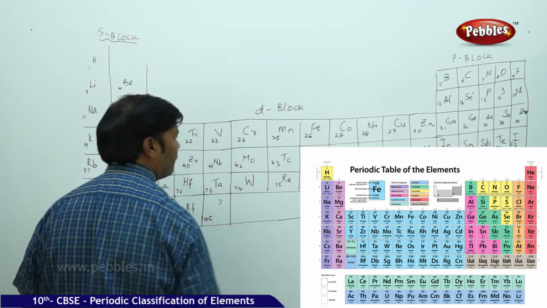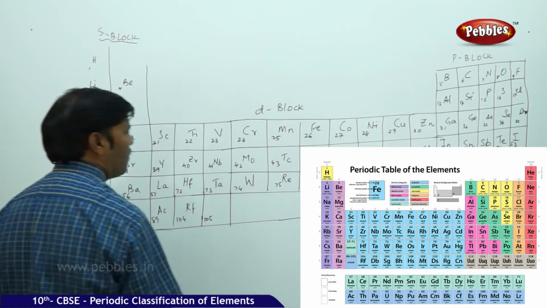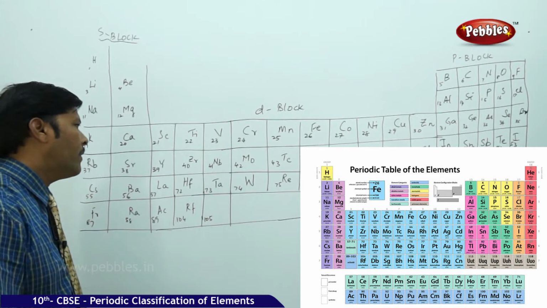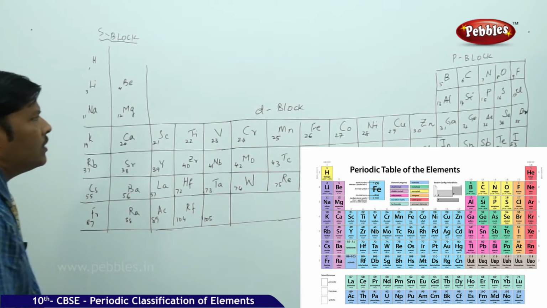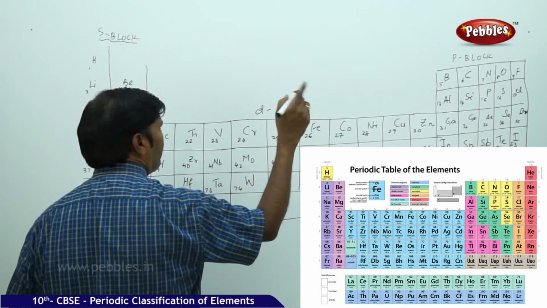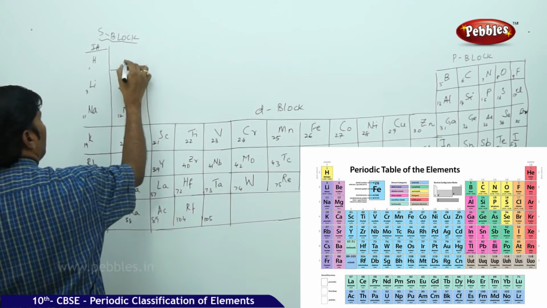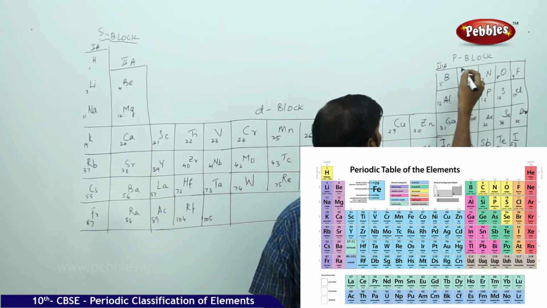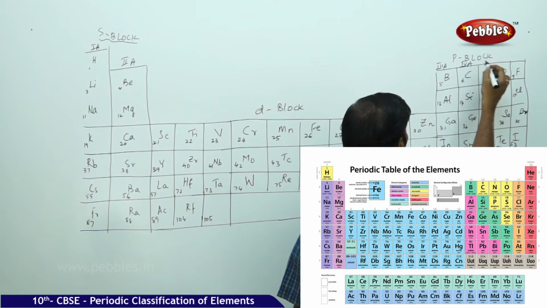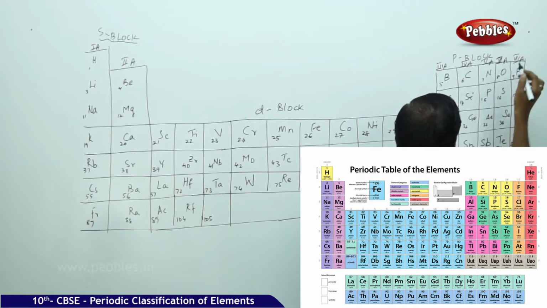So it's an incomplete period. What is happening here is 44 ruthenium, 45 rhodium, 46 palladium, 75 rhenium. This is the D block. As I told you, this is the 1A group, alkali metals, 2A group, alkaline earth metals, 3A group, boron family, 4A group, carbon family, 5A group, nitrogen family, 6A group, oxygen family, 7A group, halogens.